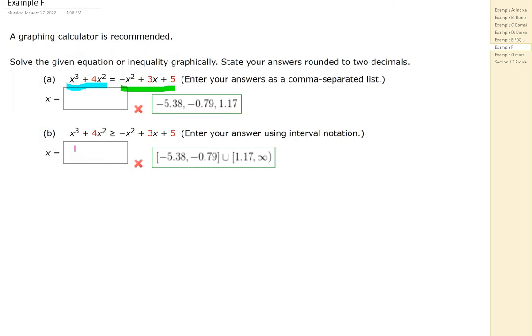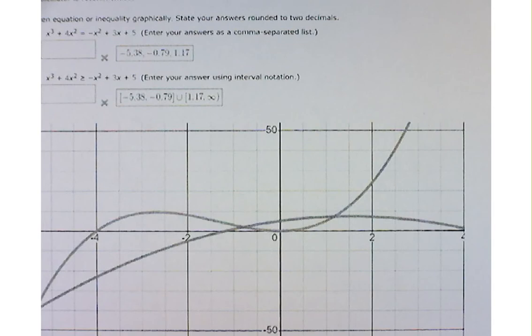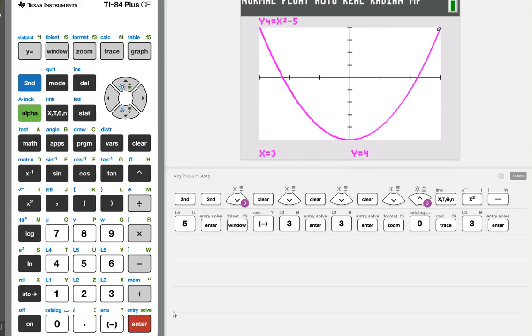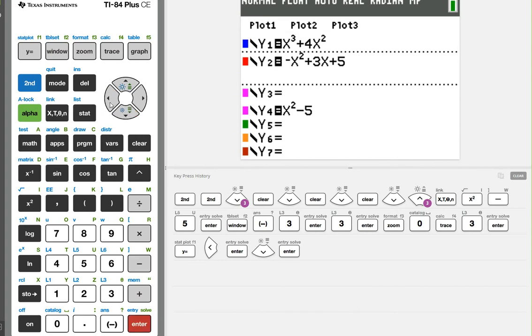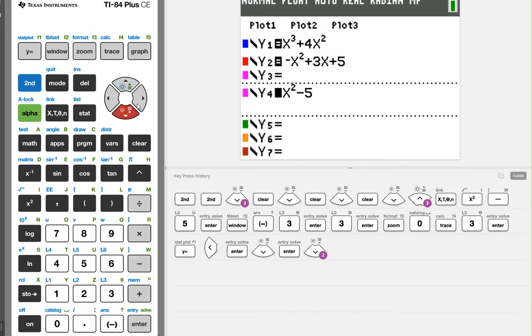So the first test is to plug in both of these expressions into your calculator. This one I'll plug into y1, this one I'll plug into y2. So let's plug those into your graphing calculator. I've already got mine plugged in. I'll just clear out this other stuff here.